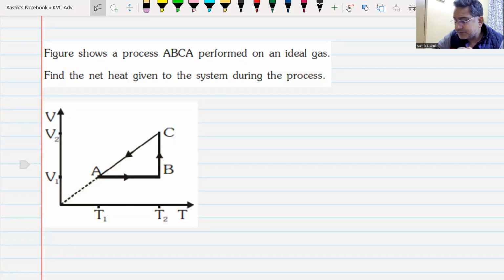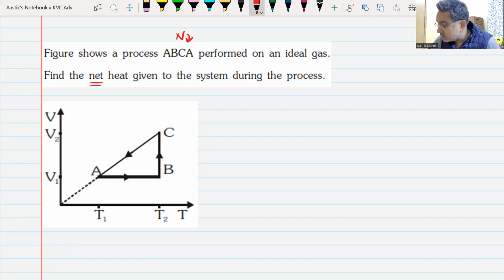Then there is this question, sir. You have n moles of an ideal gas. Number of moles is not given, you can take it as n. The gas is going through this process. What is the net heat given to the system during the process? You understand the meaning of net heat? Yes, sir. In the entire cycle, in some process heat will be given out, in some process heat will be given in. We'll come to cyclic process also. Net heat is nothing but the net work, because change in internal energy is zero. Do we know this for cyclic process?